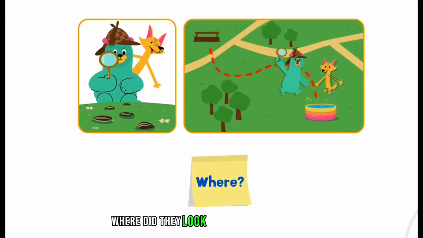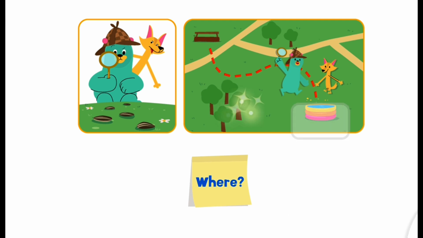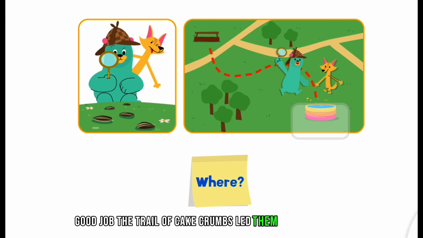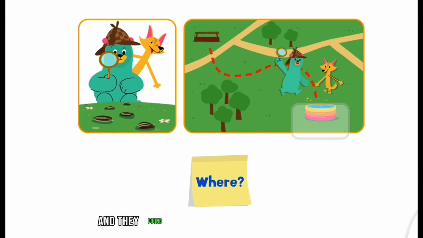Where did they look for the cake? Tap it. Good job. The trail of cake crumbs led them to the pool, and they found some birdseed along the way.